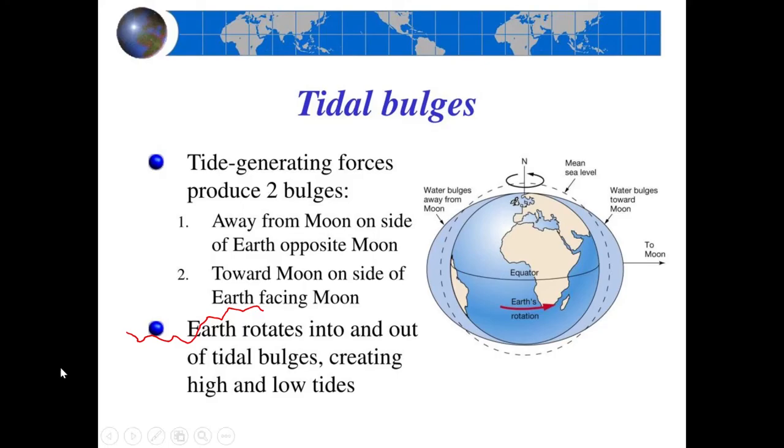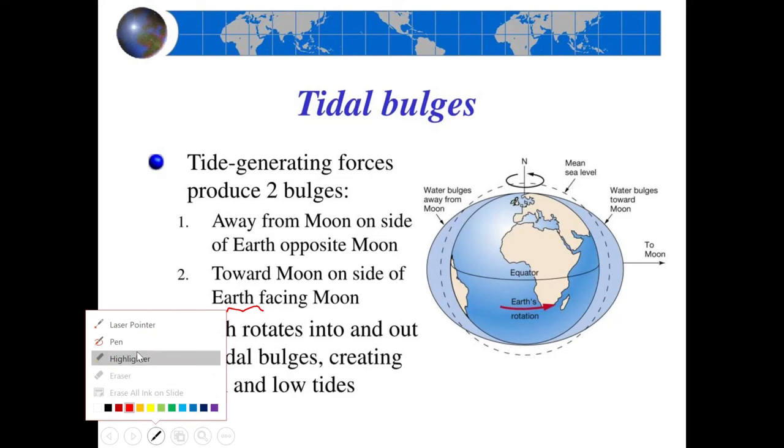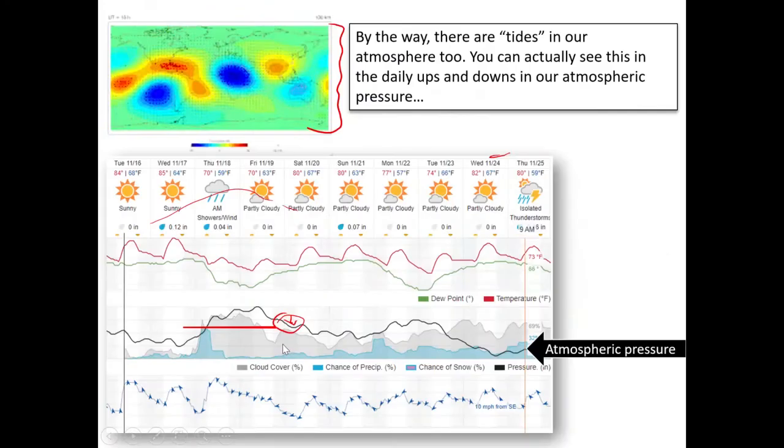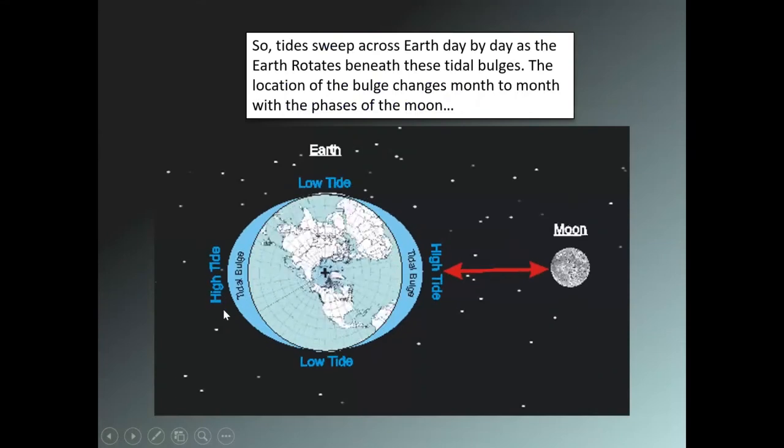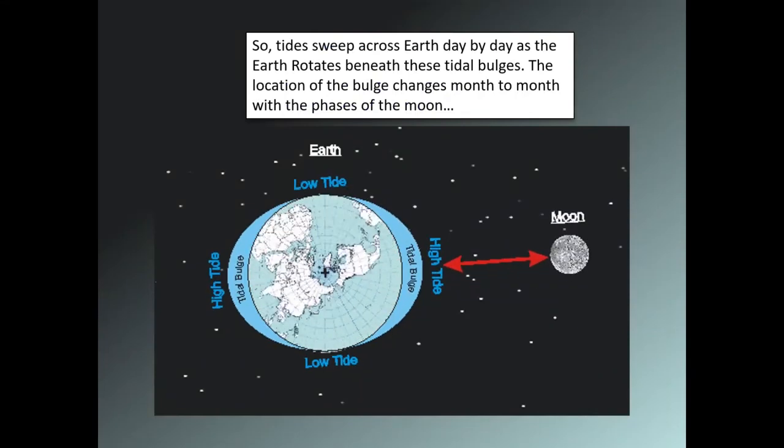So, tidal bulges. Okay, there it is. Again, we have two forces producing those bulges, right? We have the centrifugal force pulling away from the moon, and then we have the gravitational pull of the moon. I already mentioned that. I don't know why I put that slide there. It really should be before that.